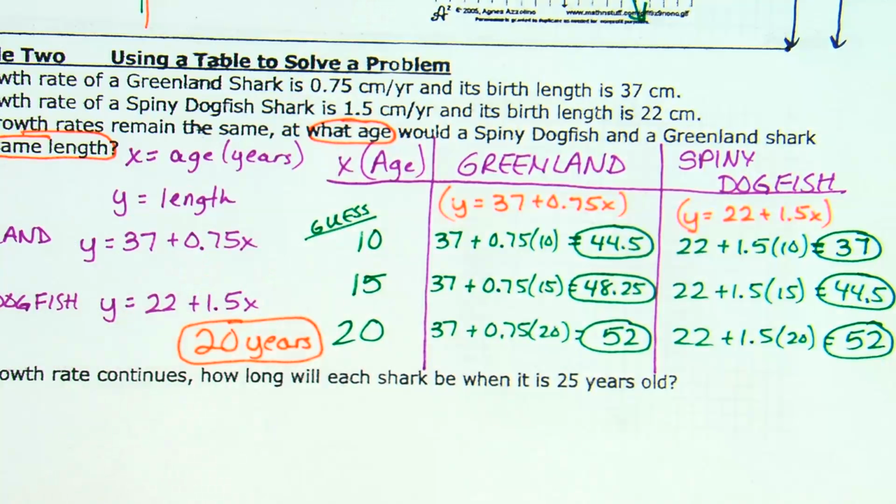On the next one, it's how long will each shark be when it's 25 years old? You just put 25 in. And you will notice that the green one has been surpassed. That's my point: if you had randomly guessed, notice Spiny Dogfish has passed Greenland. And so at that point, we know that we've bypassed the point where they are the same.